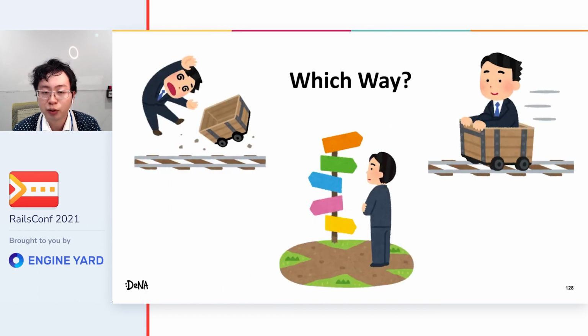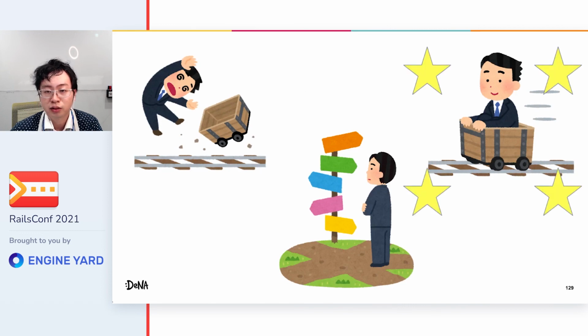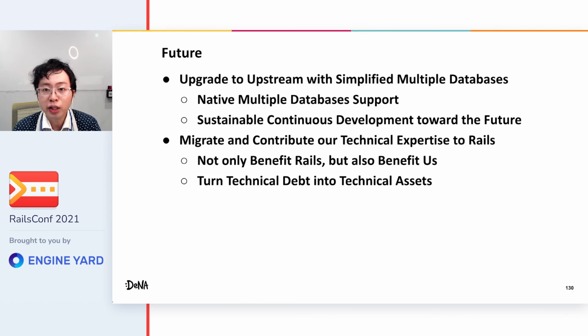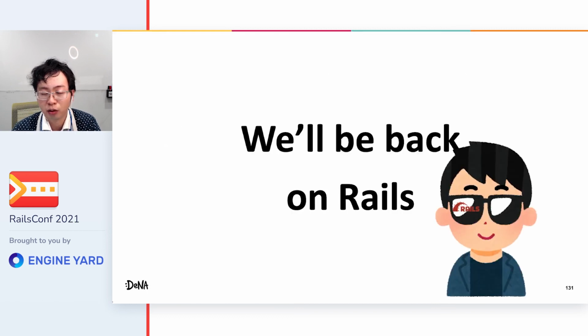So which way are we going? Of course, on the Rails. We are considering upgrading to upstream with simplified multiple databases. I think this is sustainable, continuous development toward the future. Also, we are considering migrating and contributing our technical expertise to Rails. This not only benefits Rails, but also benefits us. And we can turn the technical debt into technical assets. We'll be back on Rails.